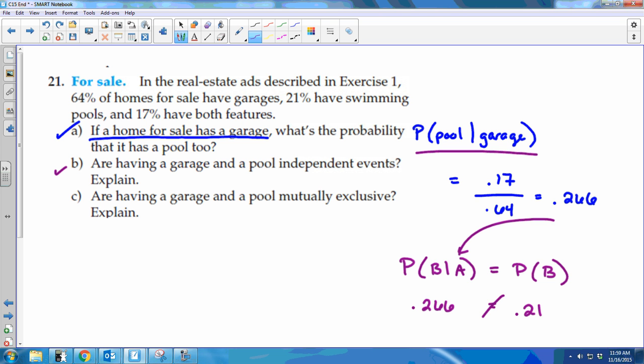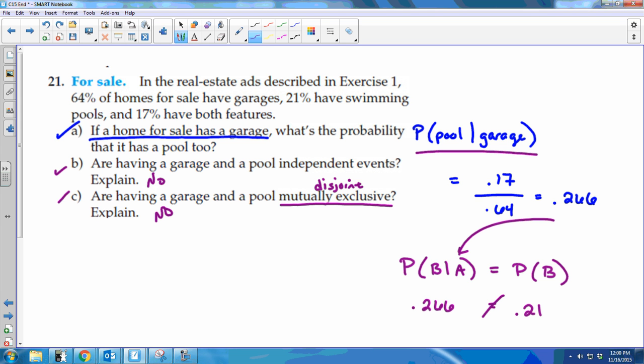And C, are having a garage and a pool mutually exclusive? What does mutually exclusive mean? What's another word for that? Disjoint. And so are they disjoint? They're not disjoint because you can have a house with a pool and a garage. Right? Disjoint means they have no outcomes in common. That would mean that the houses that had pools could not have a garage and vice versa. The pool is not the garage. No.